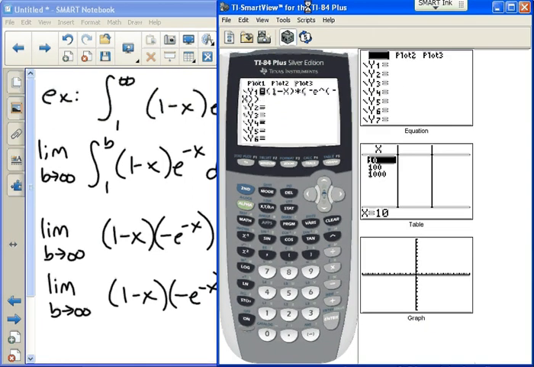So now we can go to our table, see what happens as we go toward infinity, and we actually get 0.